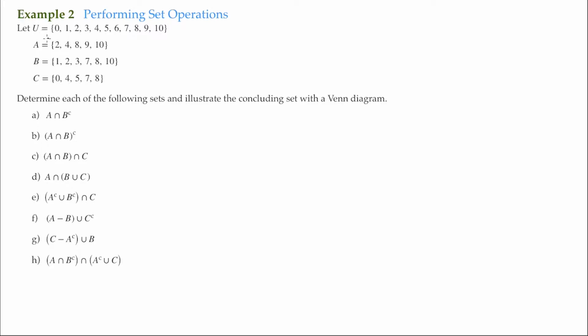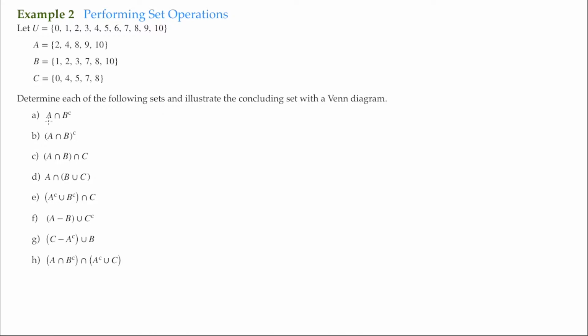So we have this universal set, and as you can see here, it contains the elements 0 through 10: 0, 1, 2, 3, 4, 5, 6, 7, 8, 9, and 10. And then we have these subsets here, set A, B, and C with these various elements. And then we have these operations that are going to produce a new set, and we have to identify what that set looks like or what the elements are.